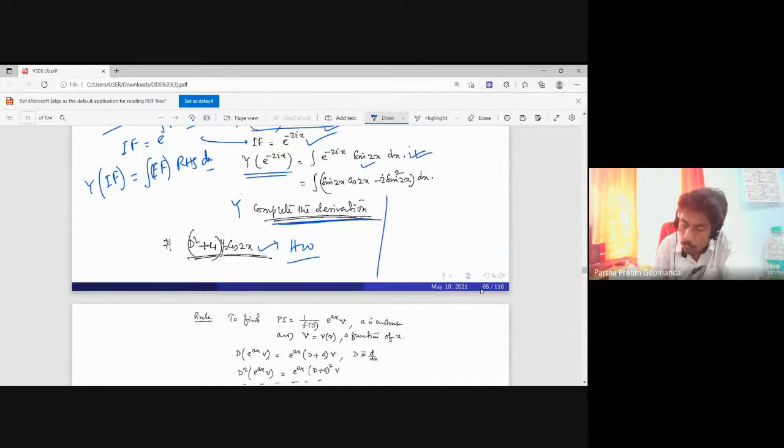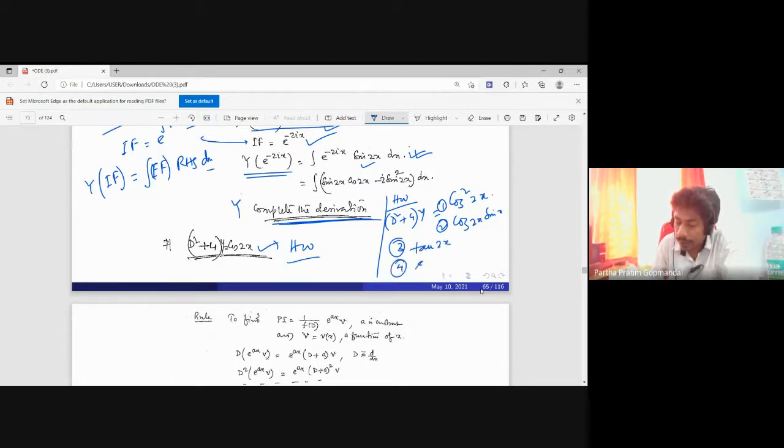Here are a few more homework problems. Consider the left hand side as D squared plus 4 y equals, let's say, cos squared 2x, or cos 2x sine 2x, or let's say tan 2x, or sec 2x tan 2x. The left hand side is the same. Please work on these problems.